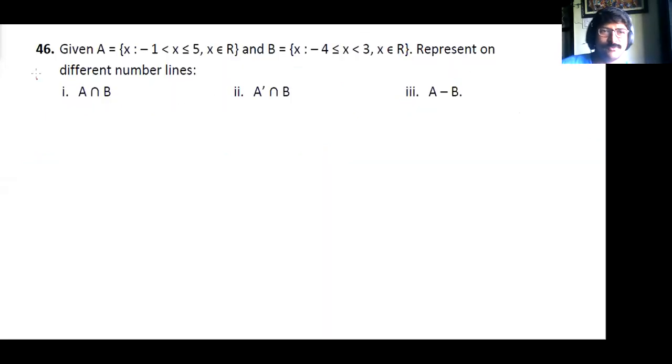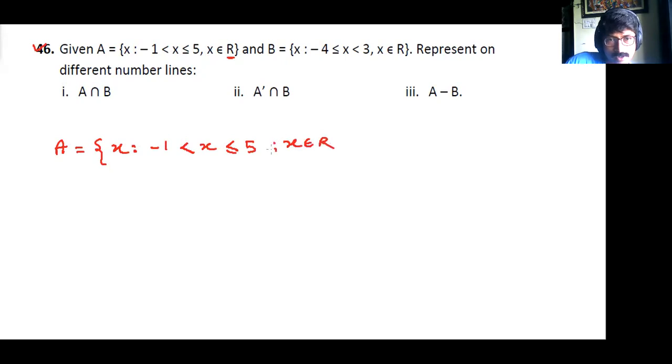Okay, guys, it's time to move ahead with another fresh question. Question number 46. Given that set A is x such that -1 less than x less than or equal to 5 and x belongs to real number. And B is, okay, so can we list the elements of set A? No. Why can we not list? Because it is real numbers. So it will always be in the set builder form. Guys, please listen very carefully.